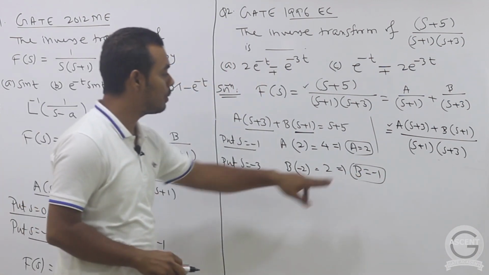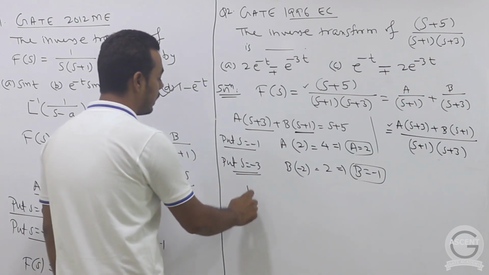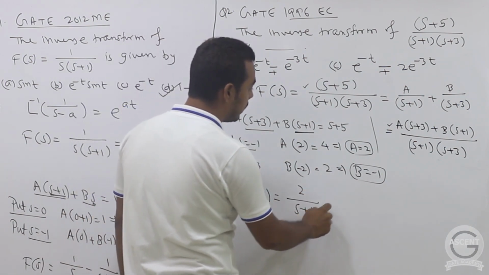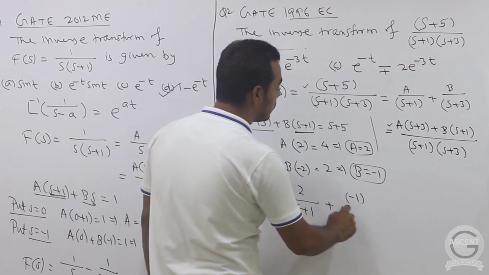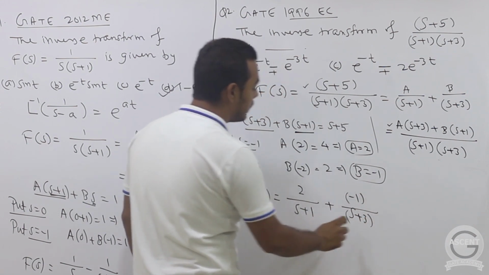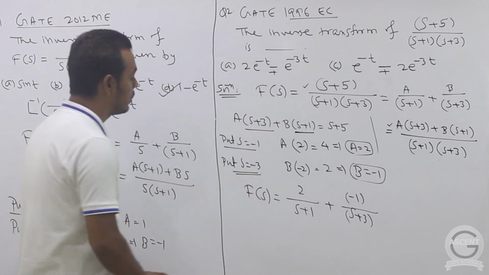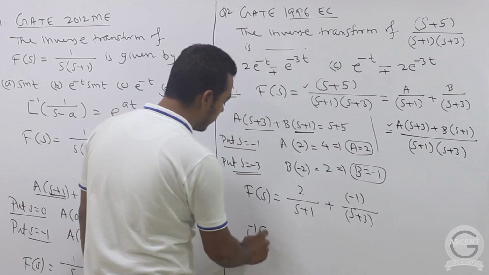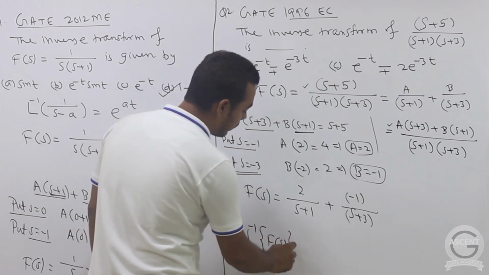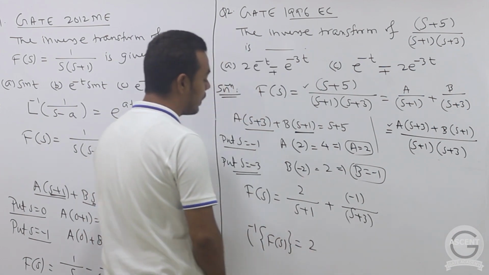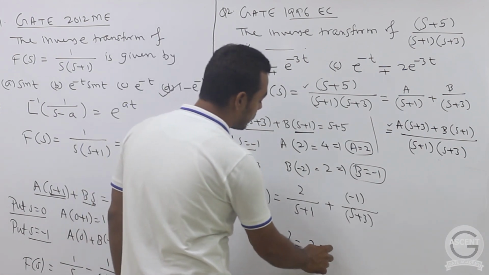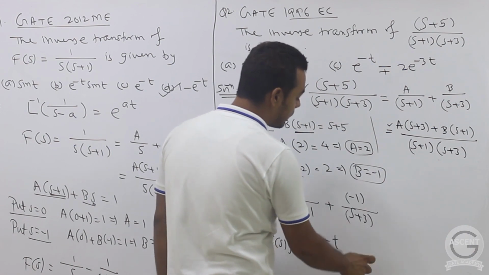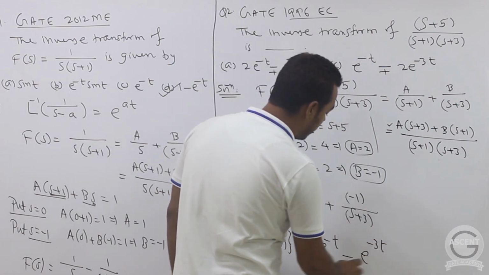So now once we have obtained a and b, our F(s) will be a is 2, so 2 by s plus 1, plus b is minus 1, so minus 1 by s plus 3. This will be our F(s). So f(t), or the inverse transform of F(s), this will be 2 into, now s minus minus 1, so this will be e to the power minus t, minus s minus minus 3, so e to the power minus 3t.